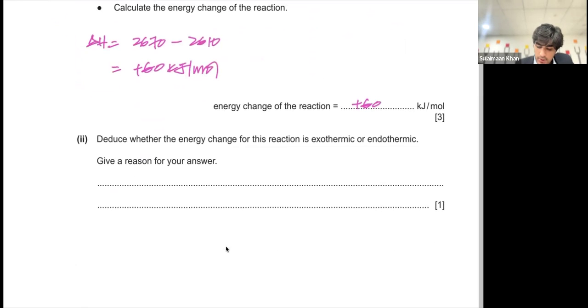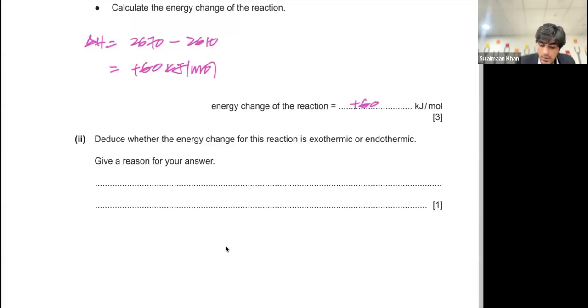Deduce whether the energy change for this reaction is endo or exo. Come on, you guys can do this on your own. How do you know it's an endo or an exo reaction? We know that it's an endothermic reaction because the enthalpy change has a positive sign. Done. So it's endothermic, and it says give reason.